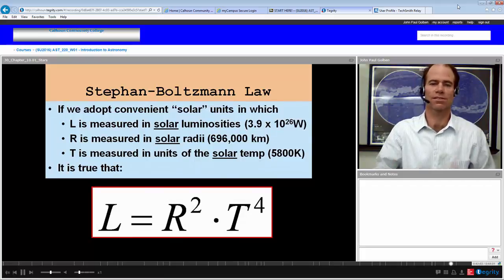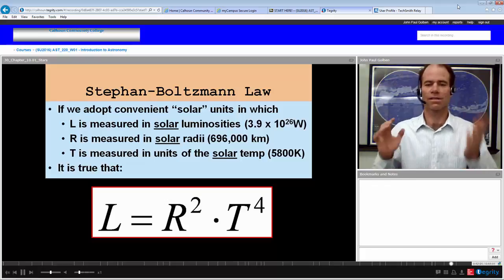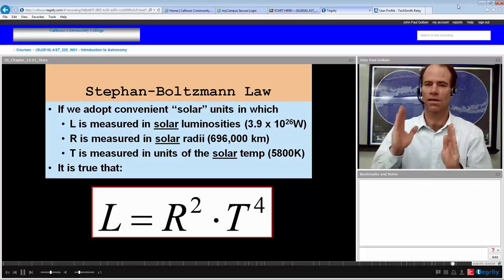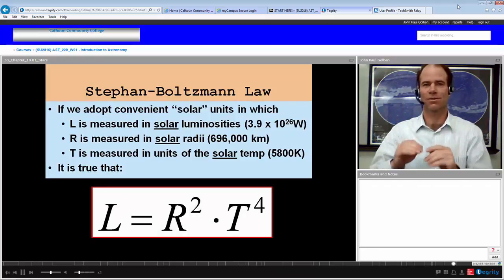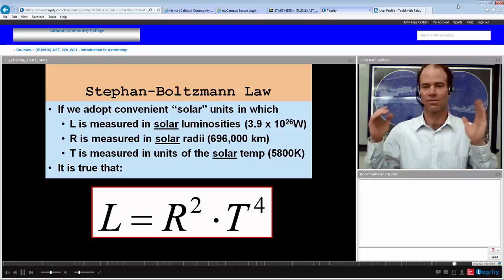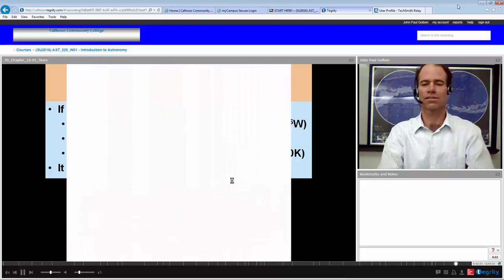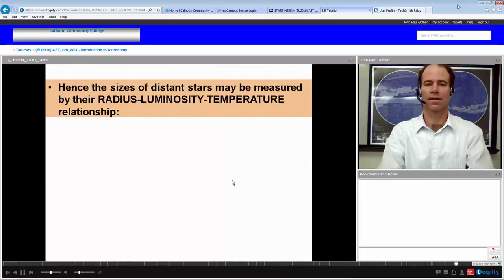For our sun, this would be a simple relationship. Radius of our sun is 1 solar radii, so that would be 1 squared, and the temperature of our sun is 1 solar temperature, which would be 1 to the fourth. 1 squared times 1 to the fourth is 1 to the sixth, which is 1 times 1 times 1 times 1 times 1 times 1, which is 1. So the luminosity of our sun is 1 solar luminosity. But we could use this for other stars, and that could be quite useful.